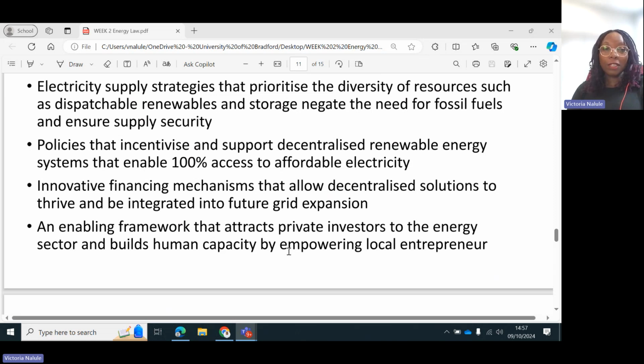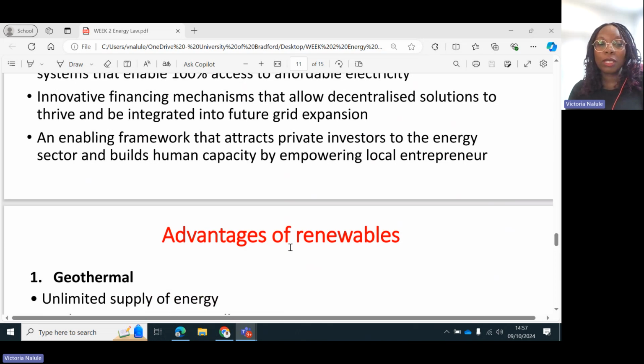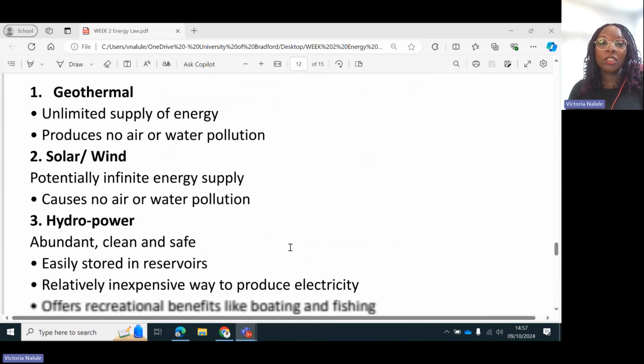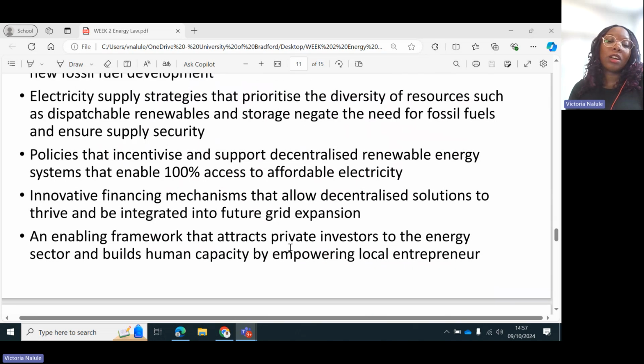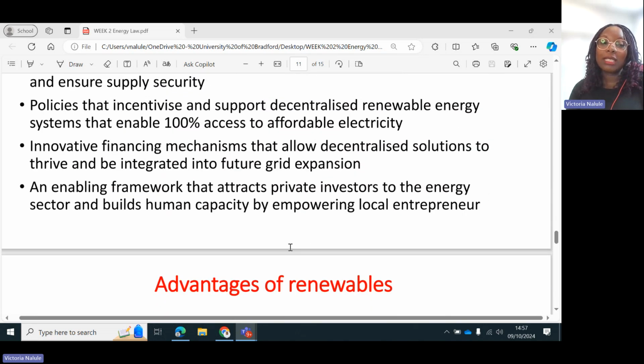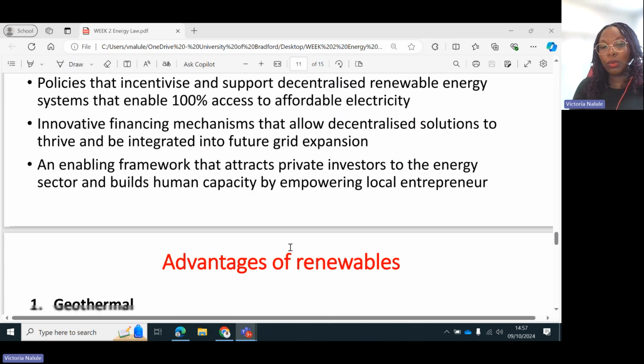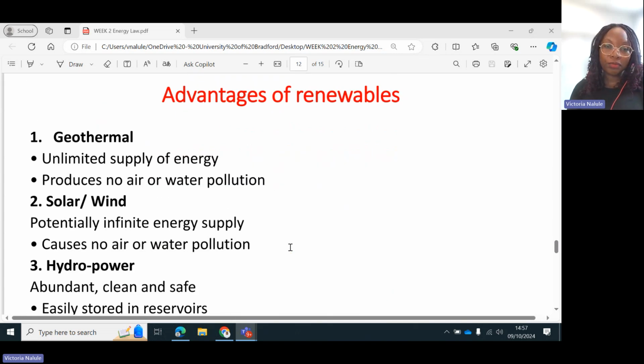And then you would need investment laws that are there to protect investors, because remember, energy investments are very expensive ventures. So investors have to be sure that their investments, wherever they are, will be protected. So that is an enabling framework to attract the private investors to invest in renewable energy.